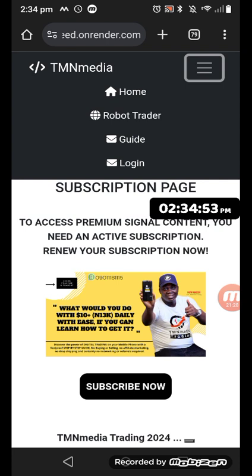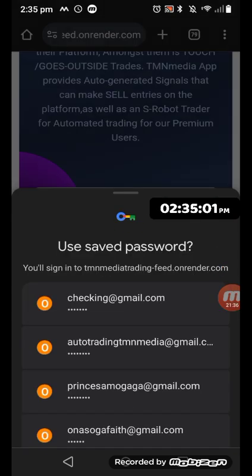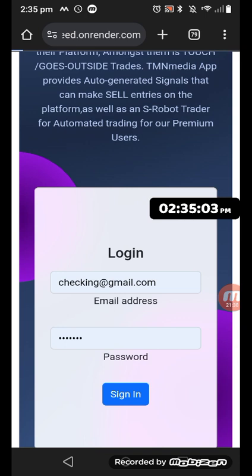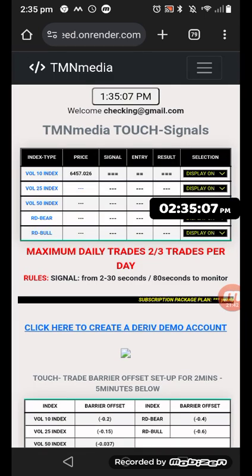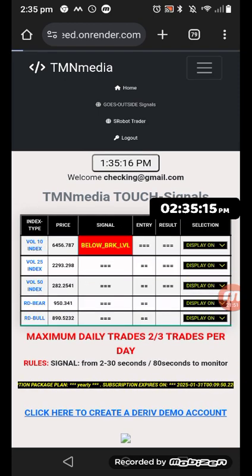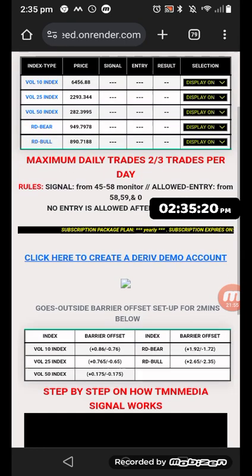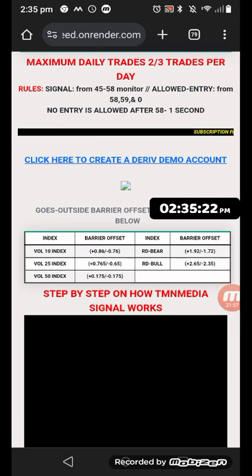Now this is my own website. I need you to understand the signal setup, the one I wanted to show you before. Now this is the touch signal. I have one for touch, and I have one for goes outside. The one you saw me trade is for goes outside. Now let me show you this so that you get to understand.